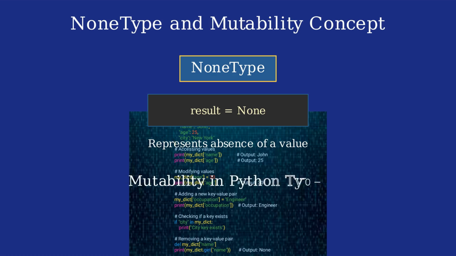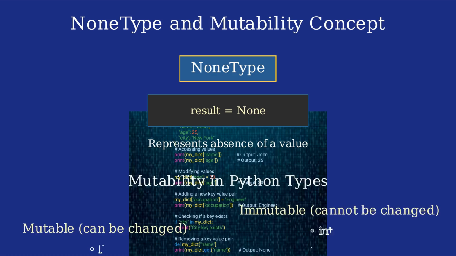Understanding mutability is crucial in Python. Data types are either mutable or immutable. Mutable types like lists, dictionaries, and sets can be modified after creation. For example, you can add elements to a list without creating a new list. Immutable types like integers, floats, strings, and tuples cannot be changed after creation. Any operation that appears to modify an immutable object actually creates a new object.